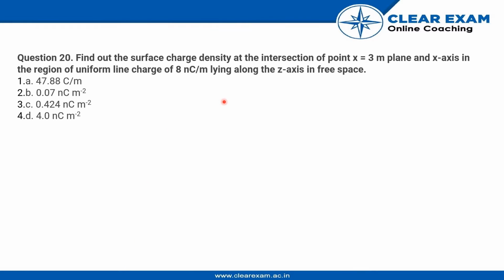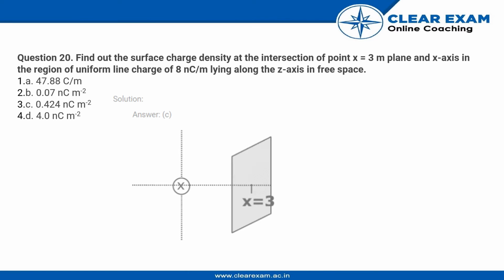Find out the surface charge density at the intersection of the plane x equal to 3 meter and the x-axis, in the region of the uniform line charge of 8 nanocoulomb per meter lying along the z-axis in free space. So we need to find the surface charge density. This is the plane over here, and the x-axis is the region of the uniform line charge of 8 nanocoulomb per meter lying along the z-axis in free space.